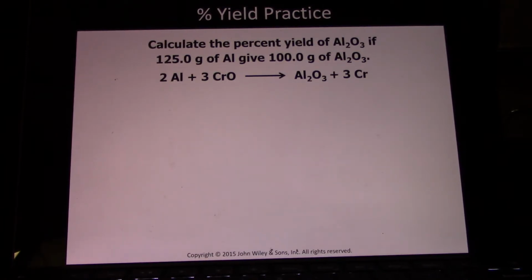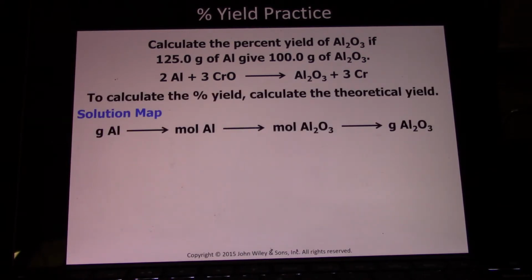Calculate the percent yield of aluminum oxide if 125 grams of aluminum yield 100 grams of aluminum oxide. This is an example of a thermite reaction. The more famous one is iron metal with, or actually aluminum metal with iron oxide. And then it ignites, and it's one of the hottest reactions that occurs. It's a couple thousand degrees in temperature when it reacts. And then when you're done, you have aluminum oxide and molten iron. This is basically another thermite reaction, except you're going to end with molten chromium.